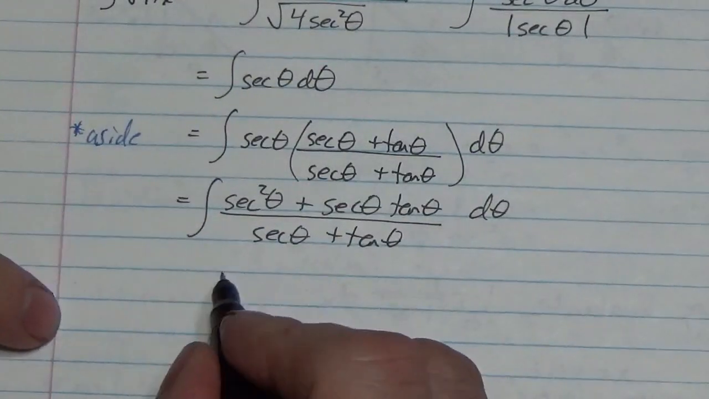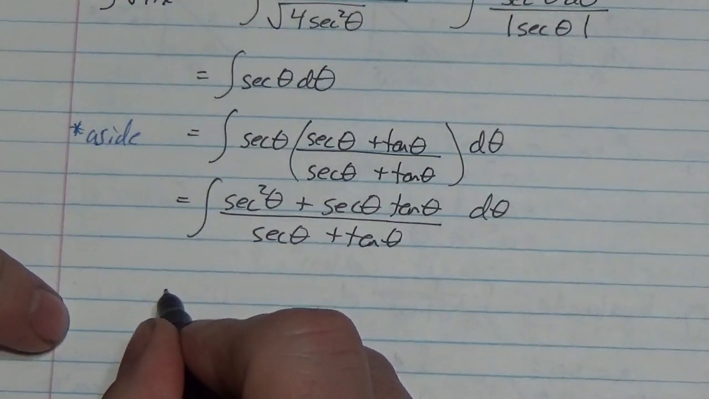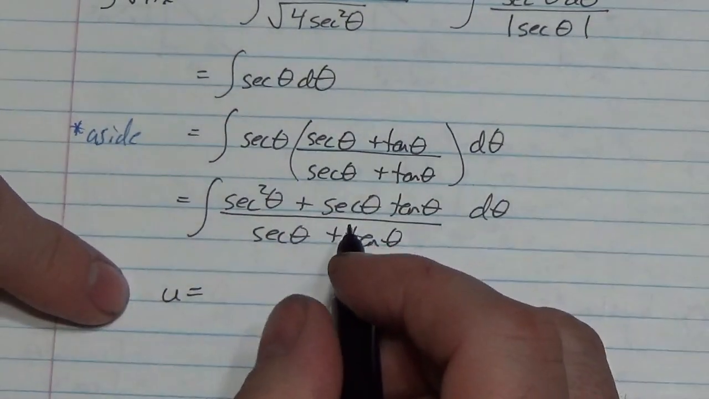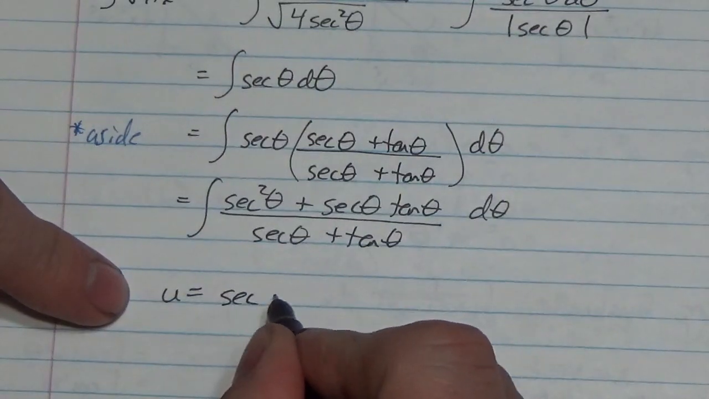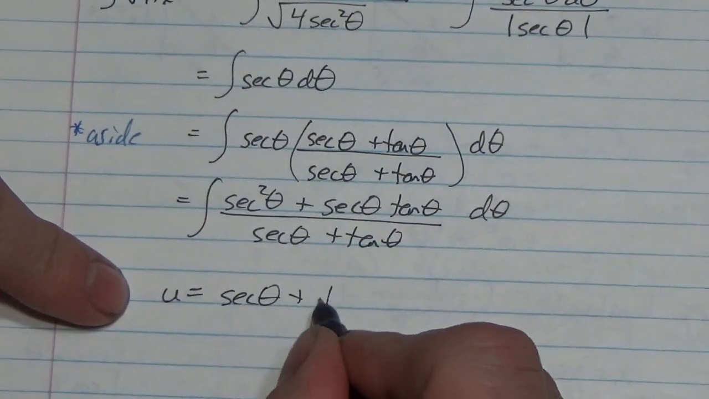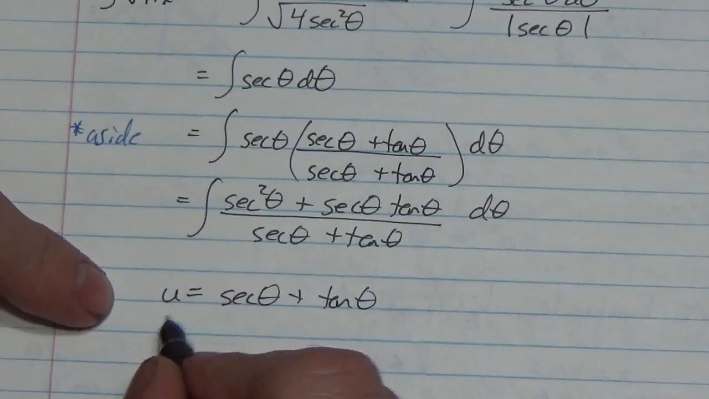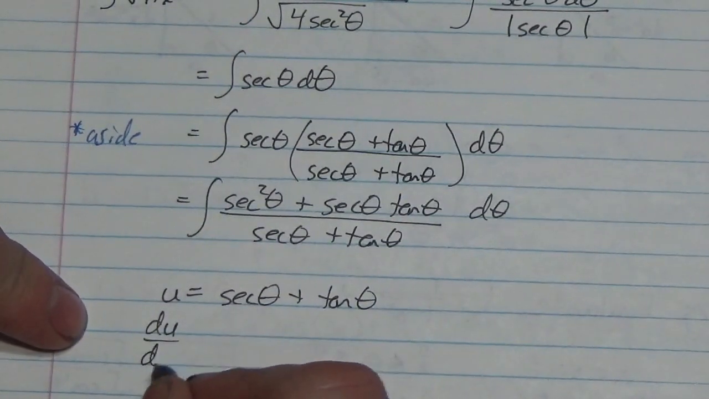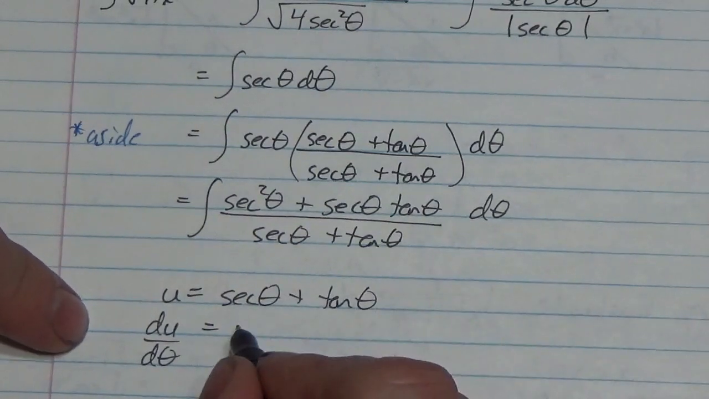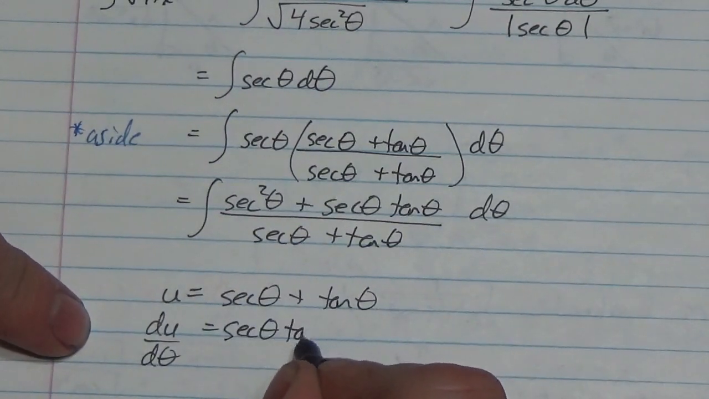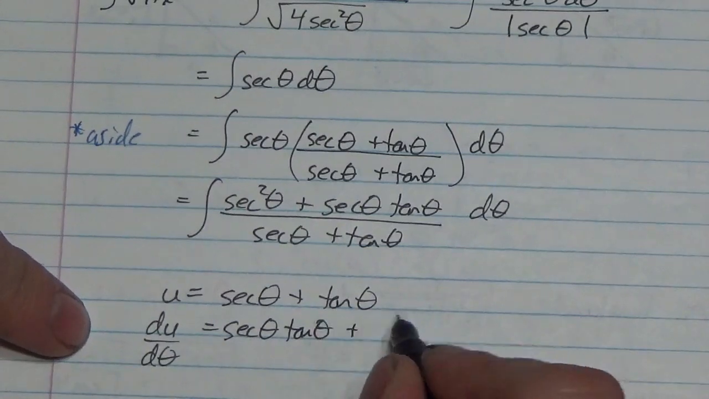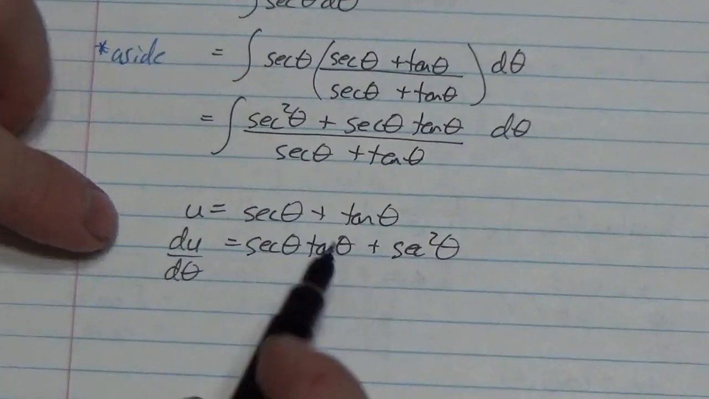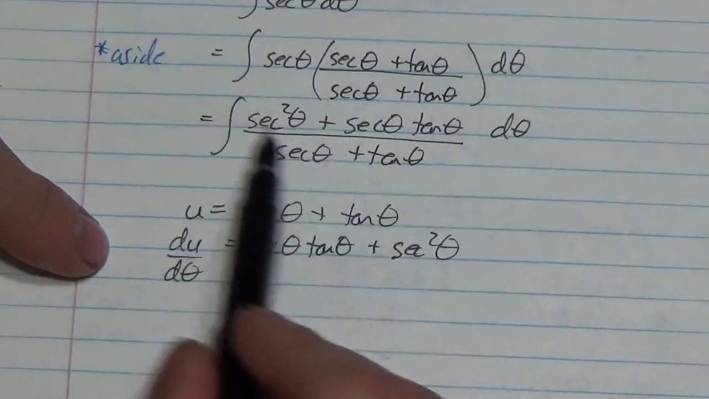Now, with this integral, what I can do is introduce a new variable, what I might call the dummy variable. I'm going to let u equal secant theta plus tangent theta. When I take the derivative of u with respect to theta, the derivative of secant theta is secant theta tan theta, and the derivative of tan theta is secant squared theta. Well, that's outstanding because that's the numerator.